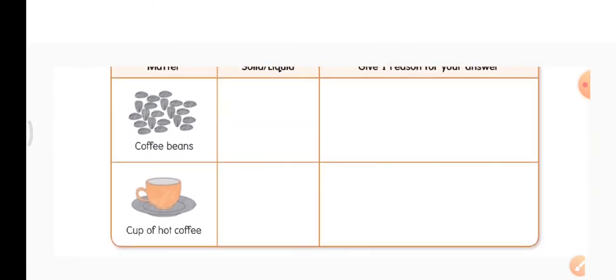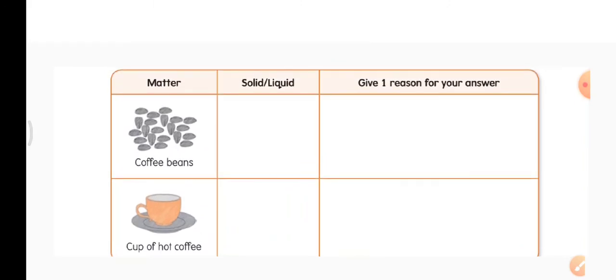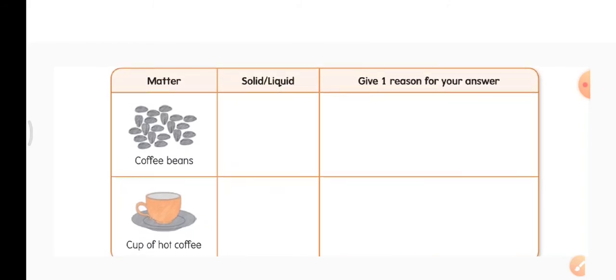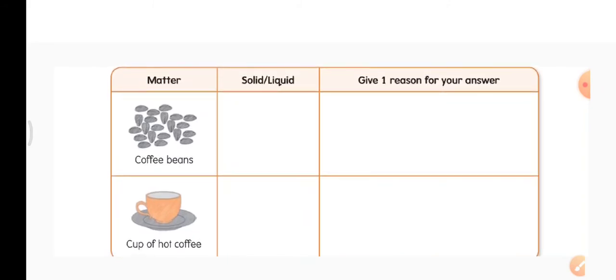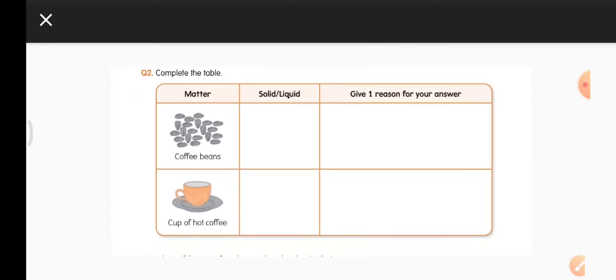Whereas a cup of hot coffee is a liquid. Liquid, right? What is the reason? Give one reason for your answer. You can pour the cup of coffee into another container or a saucer, and coffee can flow freely from one container to another. So that is the reason it is a liquid.